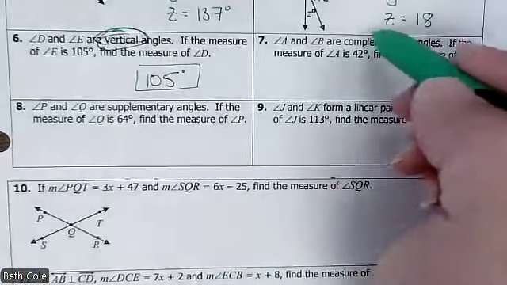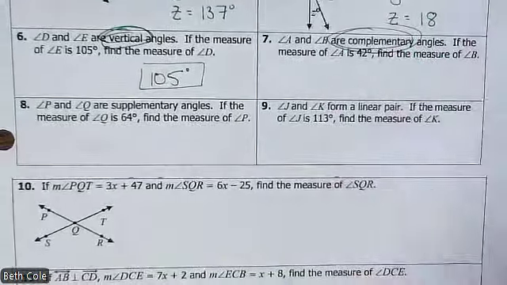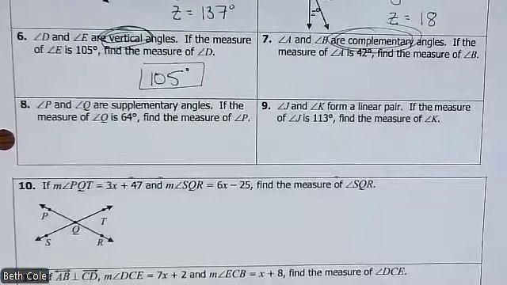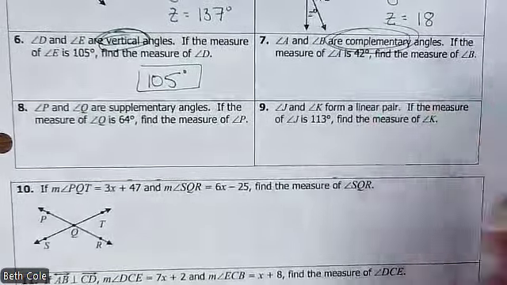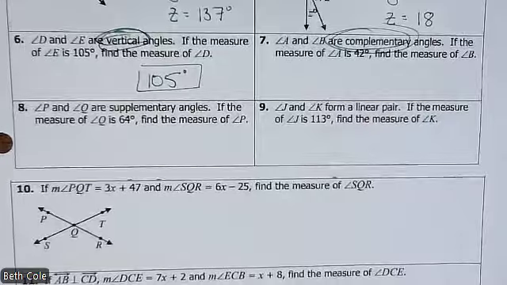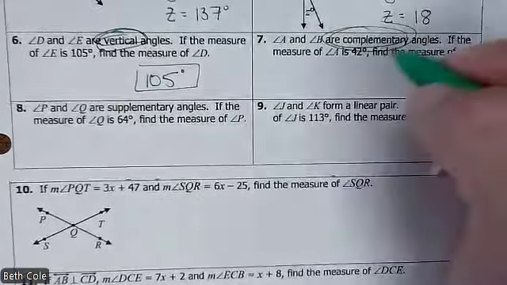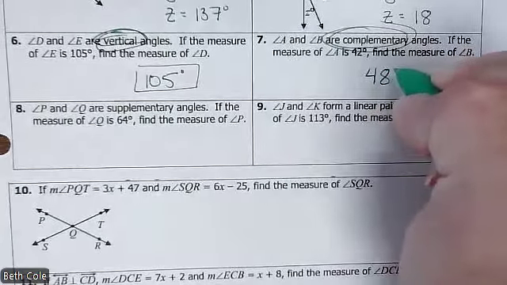Now this one says A and B are complementary. That means they add up to 90. So if A is 42, what's B? Well, if we do 90 minus 42, 48, close.